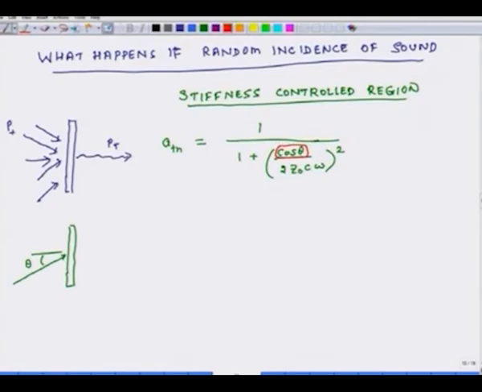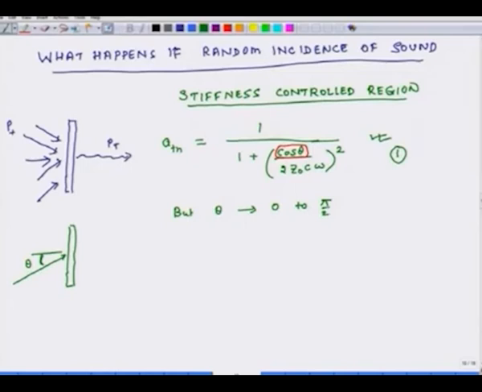Now, if this theta becomes 0, I have normal incidence, and this relation for attenuation becomes the same as that for normal incidence. I know that this is the relation for oblique incidence, where the angle of incidence is theta, but theta can range from 0 to pi over 2 radians. So, this is my equation 1.